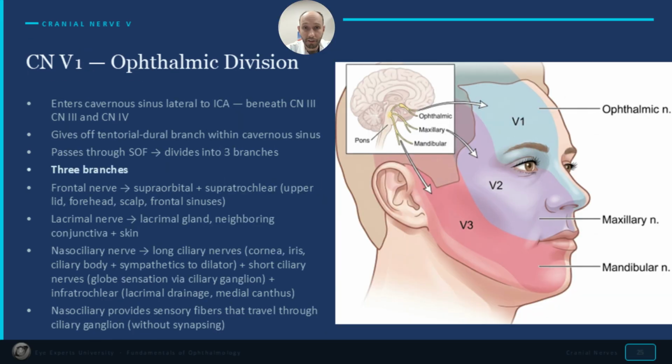The ophthalmic division of the trigeminal nerve is V1. That's the part that innervates the tip of the nose, the forehead, and the upper eyelid. This is the most important one, and this is the one that can also give us herpes, inflammation in the eye, in addition to the skin. This includes the frontal nerve, the supraorbital and supratrochlear branches of the frontal nerve, the lacrimal nerve, and the nasociliary nerve. The nasociliary nerve is the one that does the cornea, the iris, and the tip of the nose.